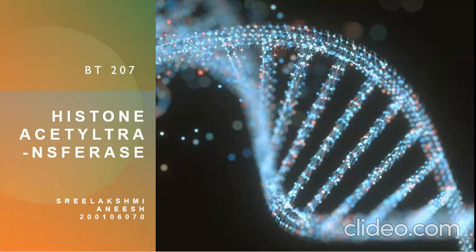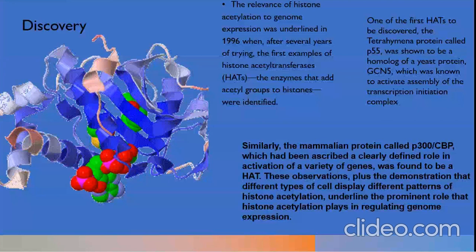Scientists have done a lot of experiments on histones, and by 1996 they were able to extract the first HAT enzyme, the enzyme that can add acetyl groups to histones. One of the first HATs to be discovered was the Tetrahymena protein, called p55. Tetrahymena is a unicellular eukaryotic organism. This p55 was homologous with the yeast protein GCN5, which was known for its activity in assembling the transcription initiation complex.